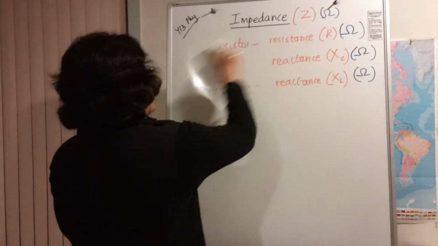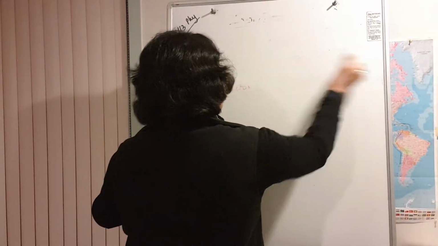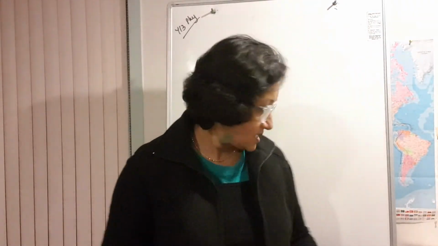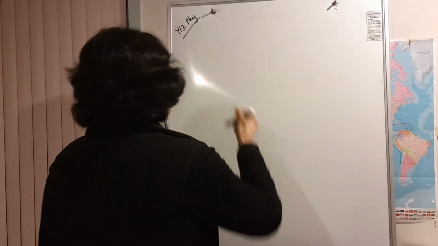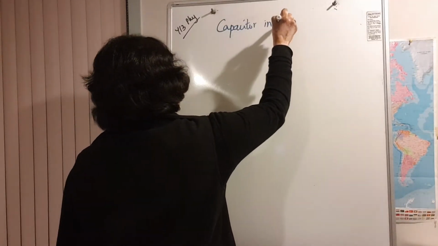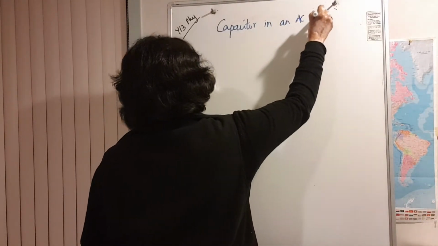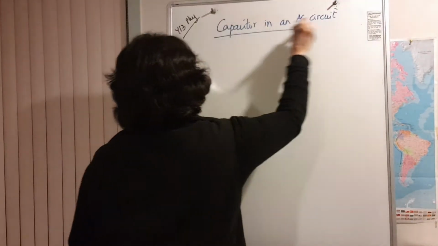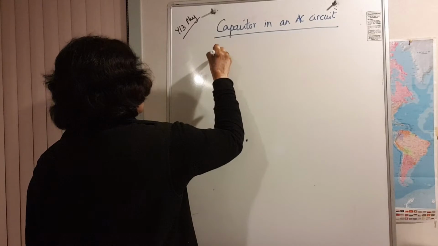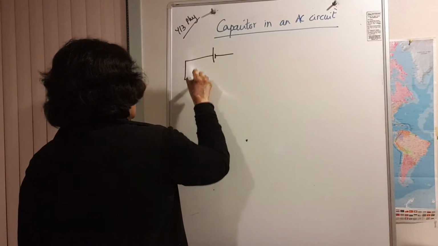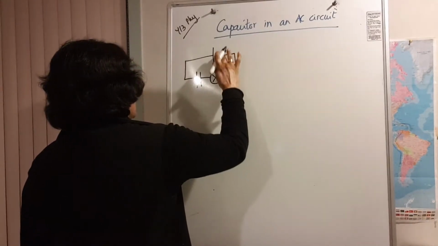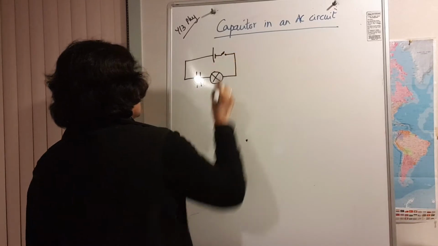The next part of this lesson is to do with what happens if there is a capacitor in a pure AC circuit. Okay, so just a capacitor in an AC circuit. Now let's say you've got two circuits side by side. One is a DC supply. You've got a capacitor, you've got a lamp, and let's say you got a switch so that you can close the switch.